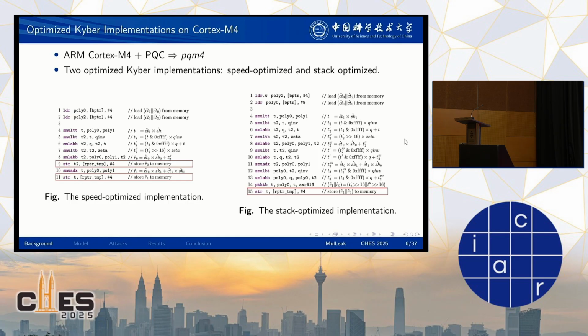PQM4 is a reference framework for benchmarking implementations of PQC algorithms for ARM Cortex-M4 devices. It provides 2 optimized implementations for Kyber. Here, these 2 figures show the code of the pair point-wise multiplications in 2 implementations. The speed-optimized implementation employs a lazy reduction strategy and thus needs store instructions for each result coefficient. The stack-optimized one reduces the number of memory operations by saving 2 result coefficients with 1 single instruction.